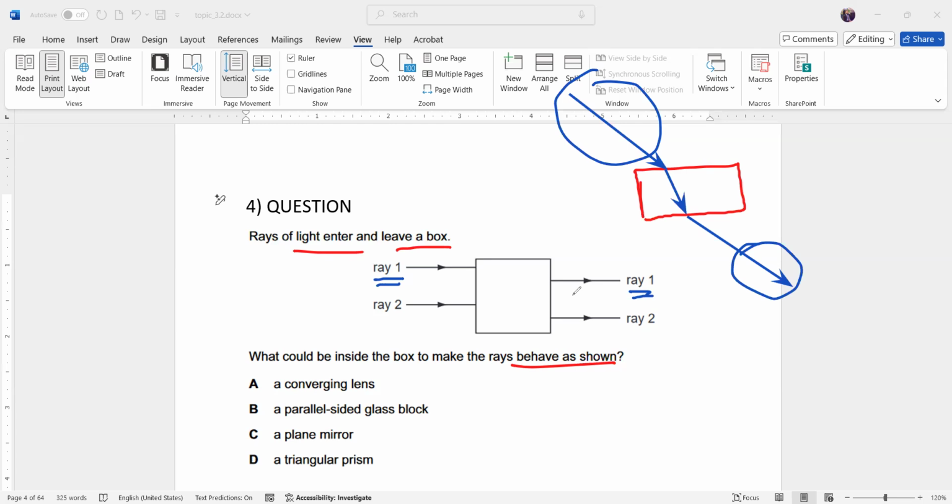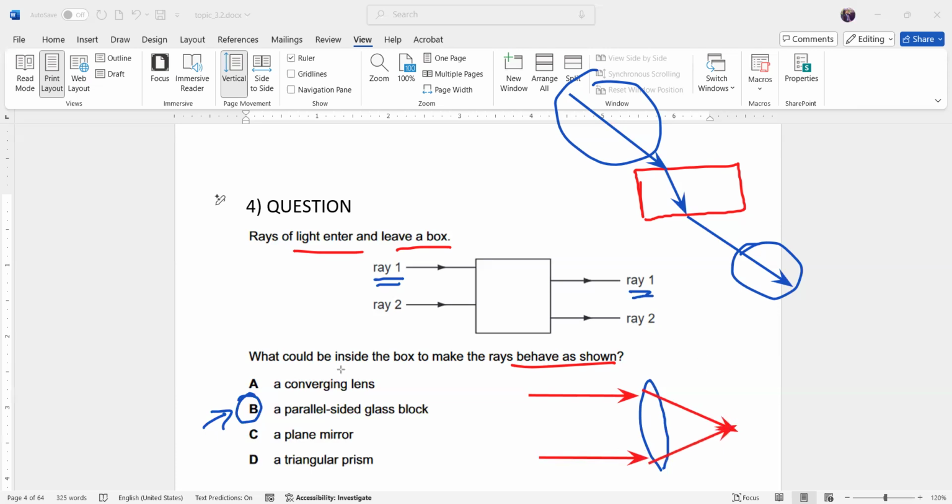So if the two rays are parallel to each other, what does it mean? It means we have a parallel-sided glass block. So B will be the right answer. It cannot be a converging lens. If it was a converging lens, then what should happen? If we have parallel light rays, these parallel light rays will converge at one point.